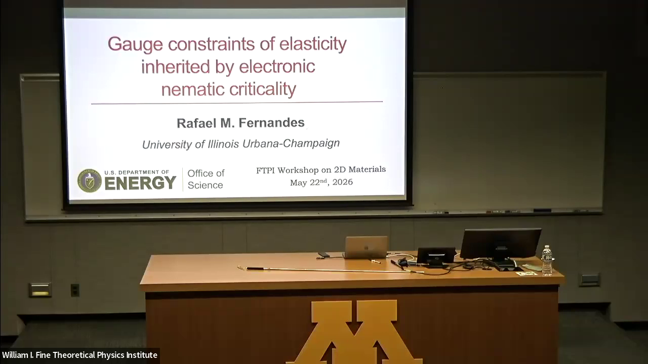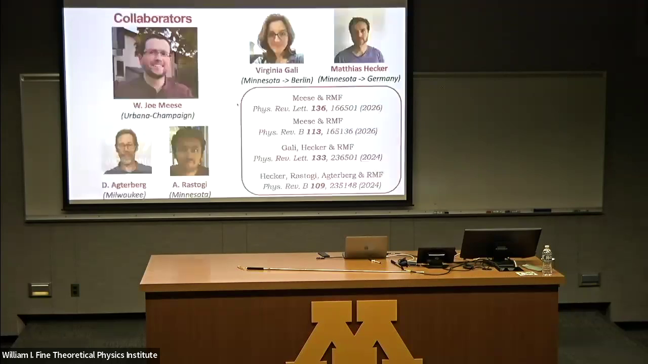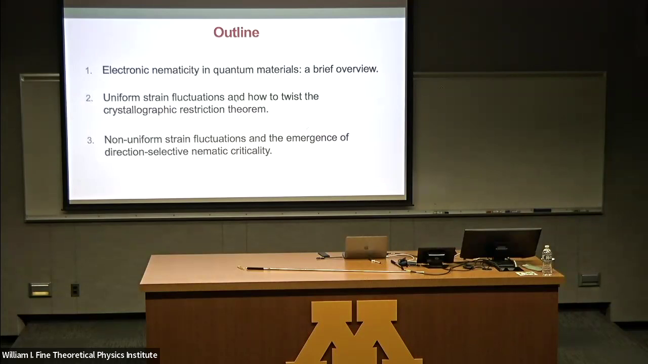So I want to talk a little bit about nematicity, and I promise to make a connection with twisted stuff. But first, let me acknowledge my collaborators. I'm mostly going to talk about these works here, especially these first three. These first two were led by my postdoc, Joe Mies, and this one by my former student, Virginia Gali, who is now in Berlin, and Matthias Hecker, who is in Germany. I'm also going to mention briefly work done with Anand Rastogi, who is my student here in Minnesota, and Daniel Echterberg in Milwaukee.